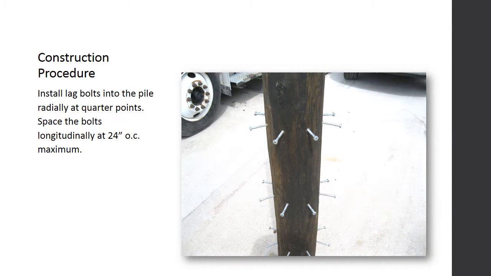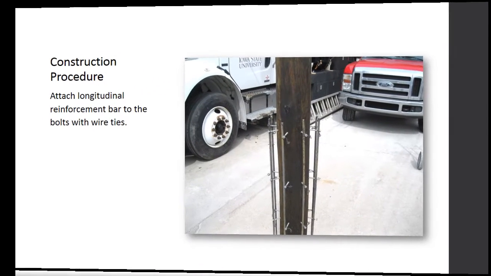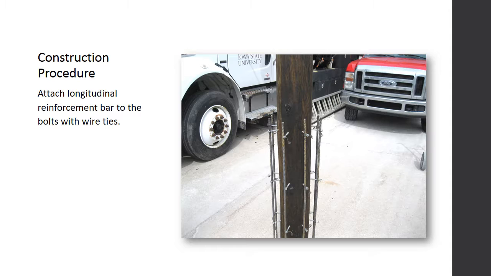Install lag bolts into the pile radially at quarter points. Space the bolts longitudinally at a maximum of 24 inches on center. The bolts are used as standoffs for the longitudinal reinforcement bar, which is recommended to be spaced midway between the pile and the CMP with a minimum of 2 inches cover. Then attach the longitudinal reinforcement bars to the bolts with wire ties.